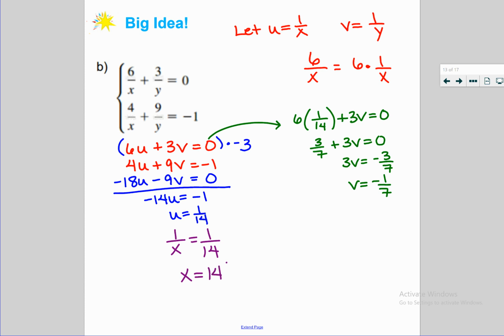14. And if you don't see it, you can cross multiply. Instead of v, I can say 1 over y is -1/7. What does y need to be? -7. And then you can plug those back in and make sure they work.